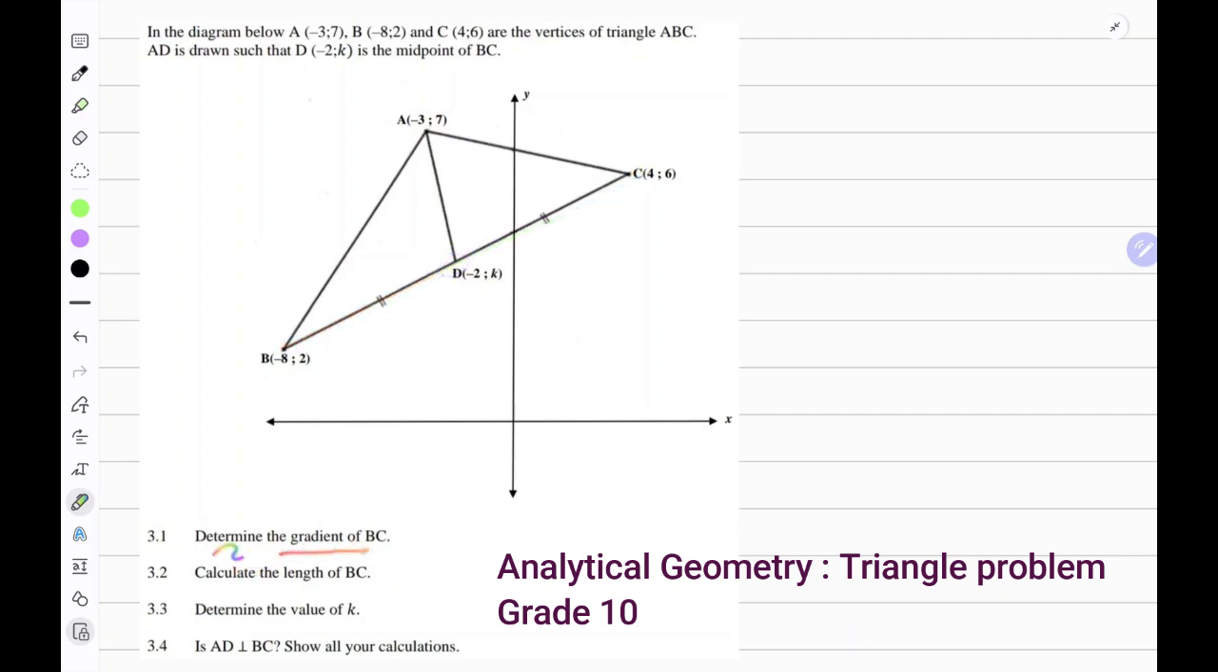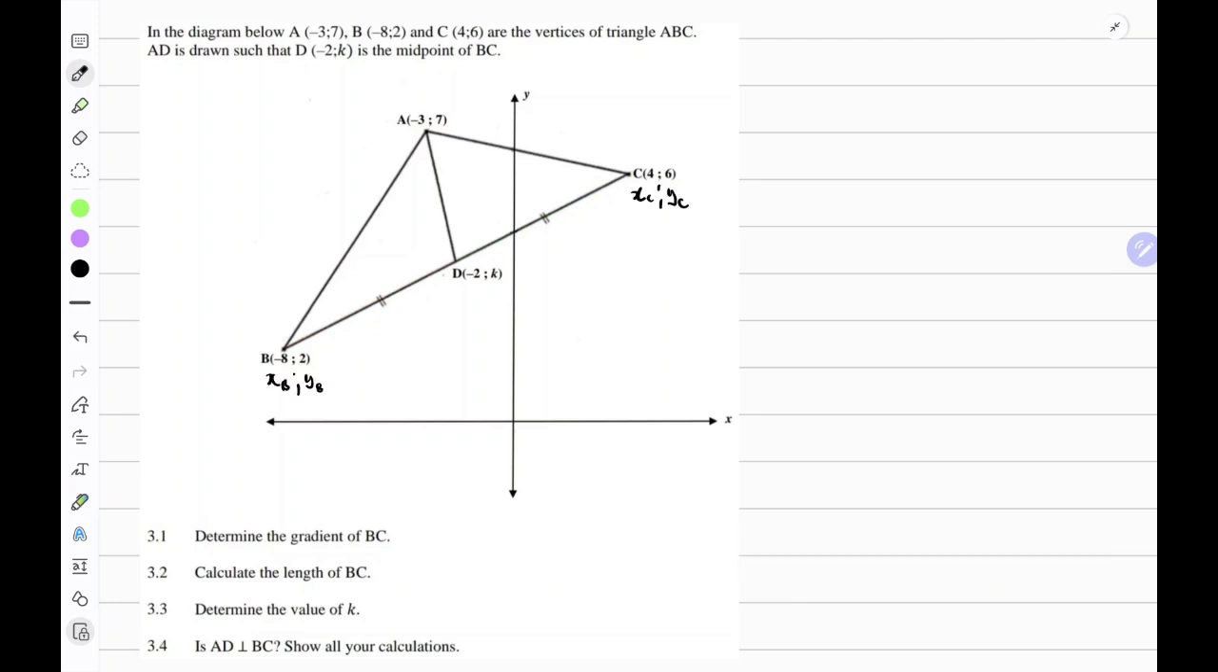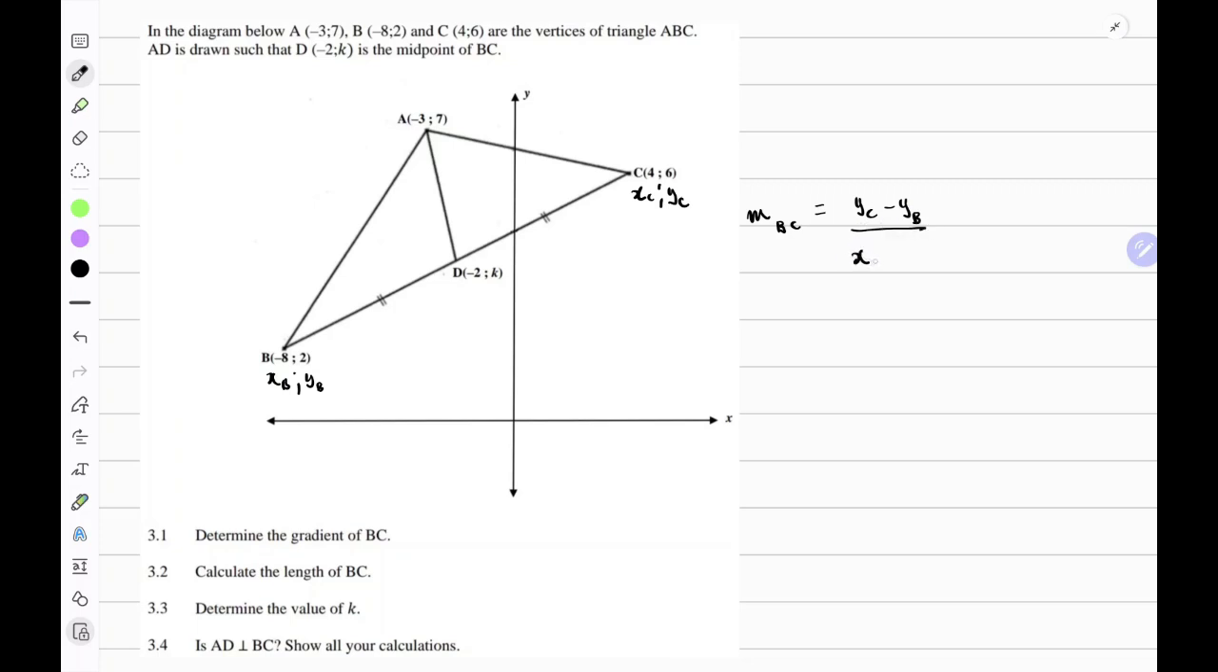The first question says determine the gradient of BC. So they want us to find the gradient for this line segment. We need to apply the gradient formula. Notation is important. Small letter m, gradient of BC is equal to change in y, which is yc minus yb all over xc minus xb. So yc is 6 minus yb is 2 all over xc is 4 minus 8. This is equal to 6 minus 2 is 4 and 4 plus 8 is 12. So this is 1 over 3.